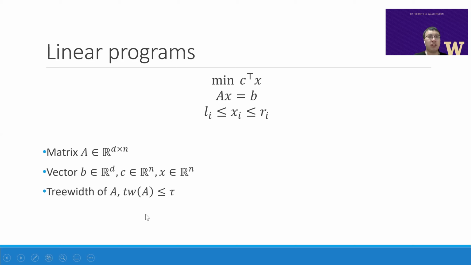In this paper, we are interested in the scheme that the treewidth of constraint matrix A is bounded by tau. We will explain what the treewidth of a matrix means in a second, so now just bear with me.